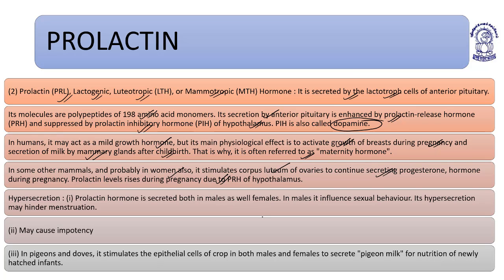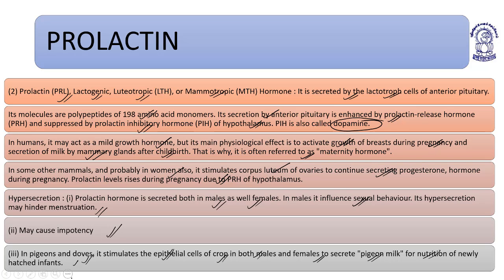Hypersecretion. Prolactin hormone is secreted by both males and females. In males, it influences sexual behavior. Its hypersecretion may hinder menstruation and may cause impotency. In pigeons and doves, it stimulates the epithelial cells of crop glands in both males and females to secrete pigeon milk for nutrition of newly hatched infants.